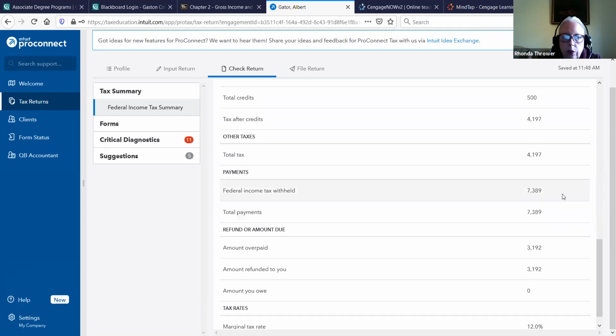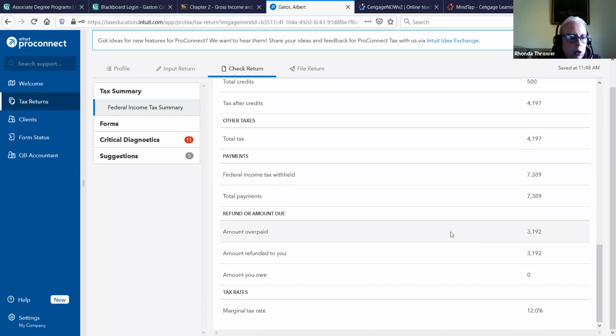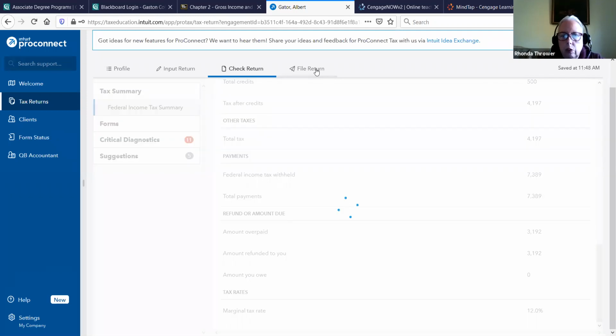And then we had some federal income tax that was withheld. It calculated that amount for us. Some of it was from Chapter 1 and some of it was from Chapter 2. And the amount of the refund is now $31.92. All right, so that looks correct to me. So I'm going to file the return.